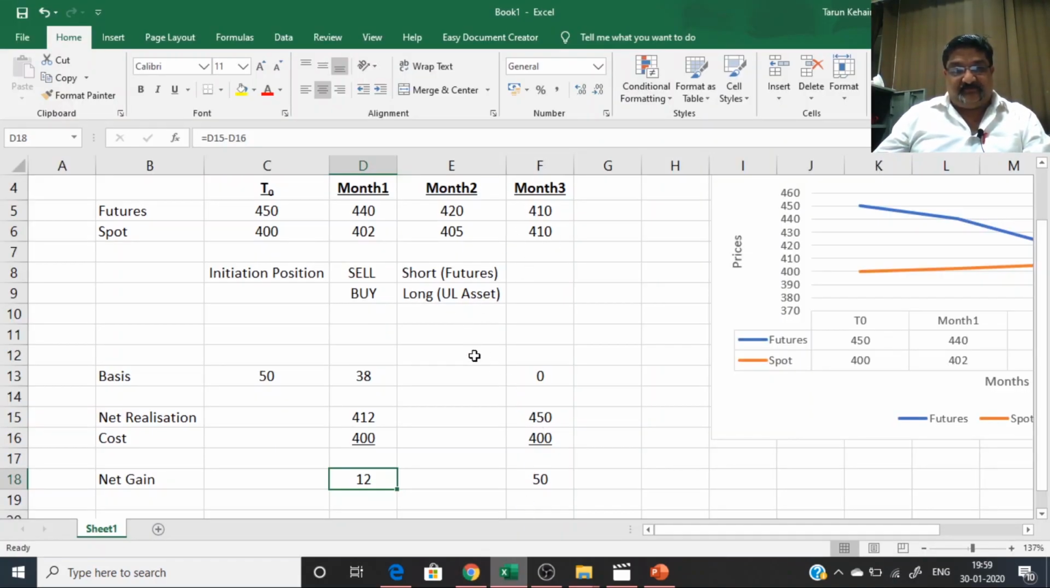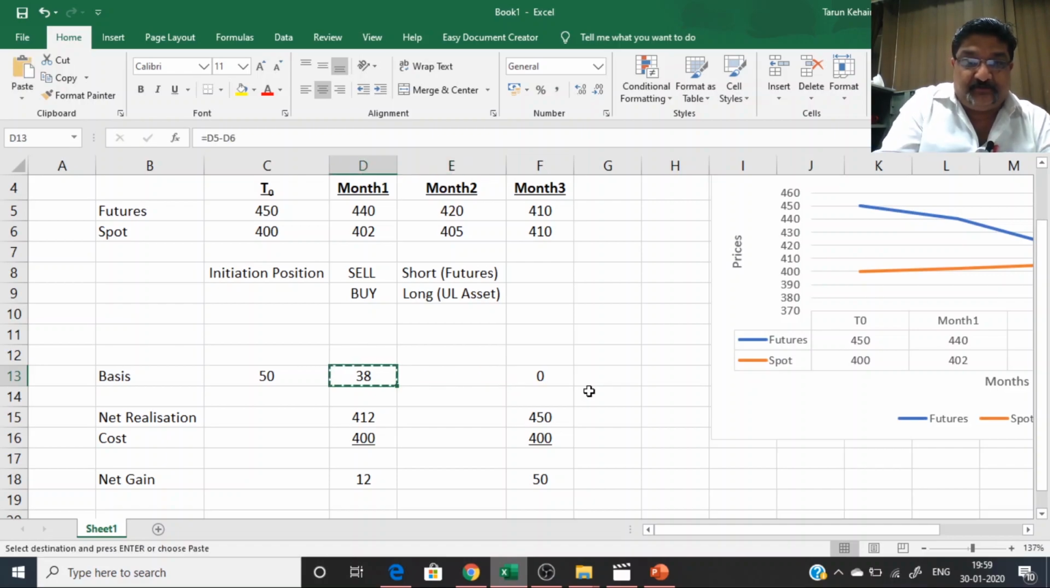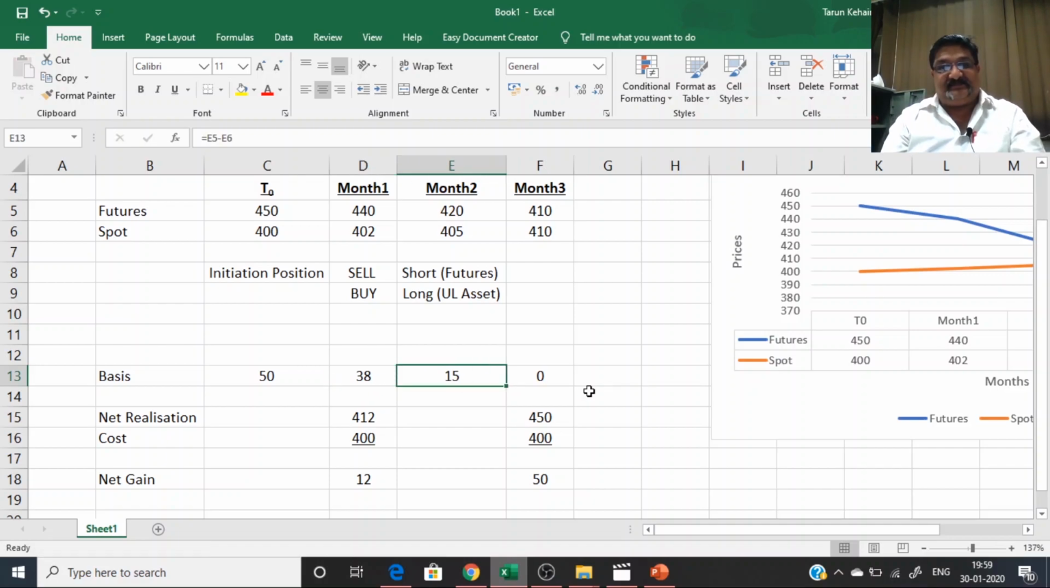Now let's say he doesn't terminate the contract at month 1, but terminates the contract at month 2. Now let's compute the basis. So if you look at the basis here, the basis is actually 15, which is the 420 futures price minus the spot price at time t. 420 minus 405 is 15, right?